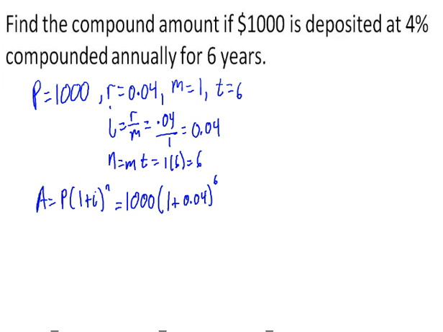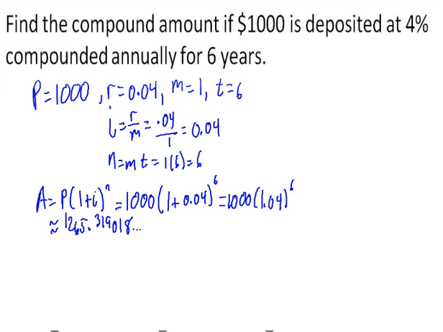So plugging this into the formula, we get that the future value is equal to P times 1 plus i, raised to the n, which would be in this case 1,000 times 1 plus 0.04 raised to the 6. Now the first thing I'll do is add what's inside the parentheses. And 1 plus 0.04 would be 1.04. Now I'll raise that 1.04 to the 6th power and then multiply that by 1,000.